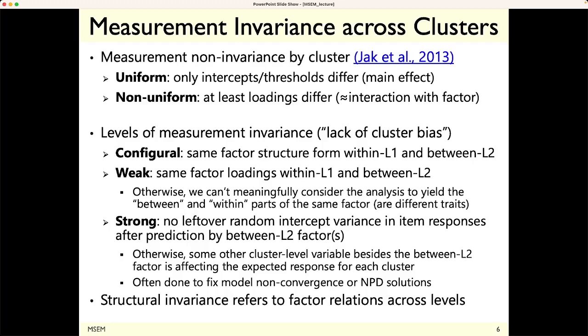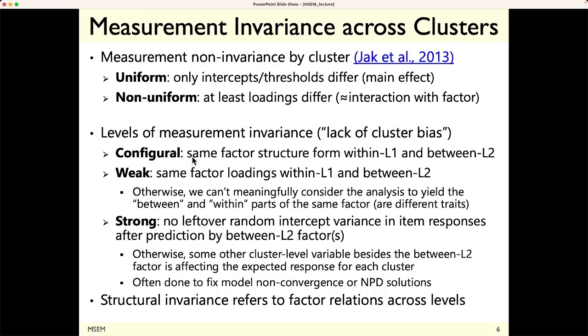So if you think about the clusters as many, many groups, then the logic stays the same. So the literature has differentiated both the differential item functioning side with respect to IRT, where you might say that there is measurement non-invariance of a uniform variety if only the intercepts or thresholds differ across clusters. If the loadings differ as well, then they would call that non-uniform DIF.